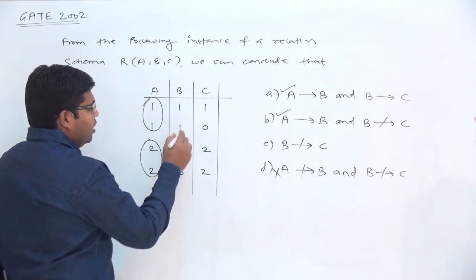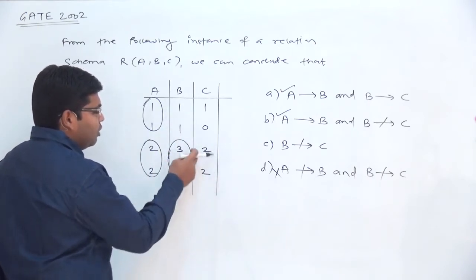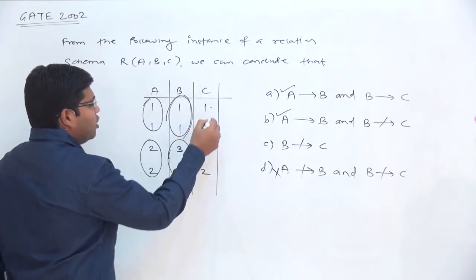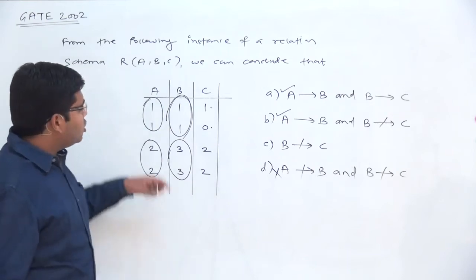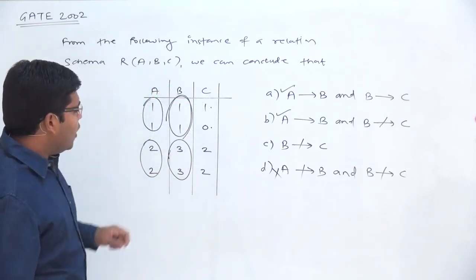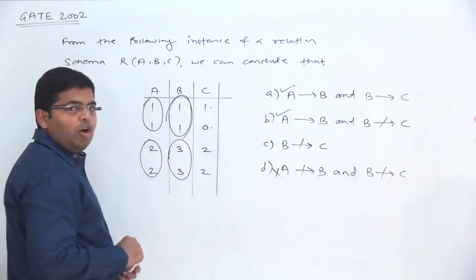from B. Okay, let me ask you one question. When B equal to 3, what will be the value of C? It will be equal to 2. But if I give you the value of B as 1, you cannot uniquely determine the value of C, because when B equal to 1, C can be either 1 or 0. So we can conclude that from the value of B you cannot determine the value of C.